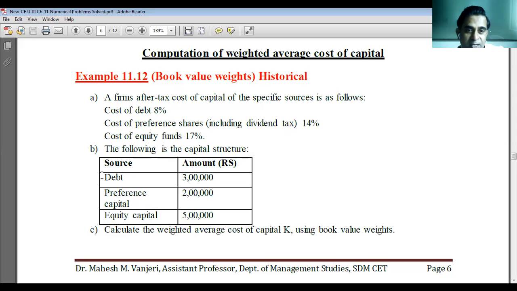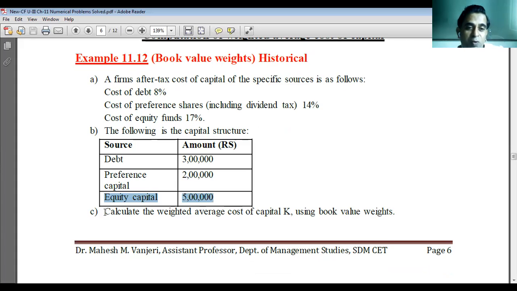So the following is the capital structure. Capital raised from debentures or debt is 3 lakh rupees. Capital raised by issue of preference shares is 2 lakh rupees. And capital raised by issue of equity shares is 5 lakh rupees. So total 10 lakh. You are asked to calculate the weighted average cost of capital, denoted by capital K. Should remember, using book value weights. I think in this problem they have directly given to use book value weights.